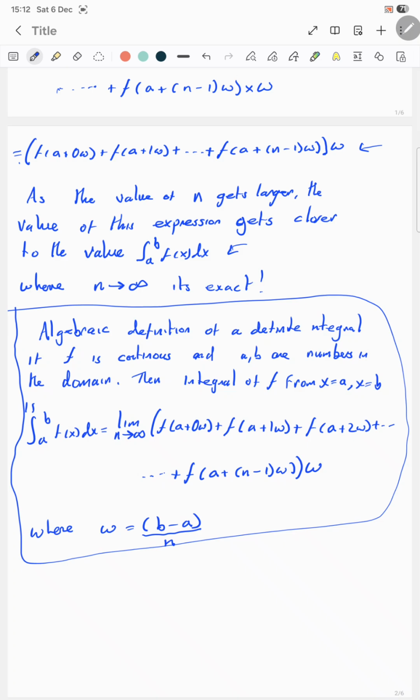Now the algebraic definition of a definite integral: if f of x is continuous and a and b are numbers in the domain, then the integral of f between a and b is given here, where the limit as n goes to infinity of the above function which we have given, where w equals b minus a over n.